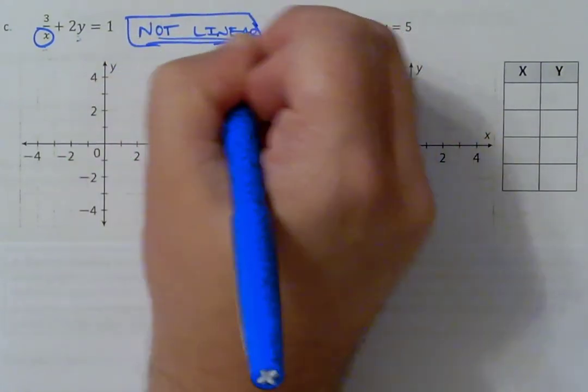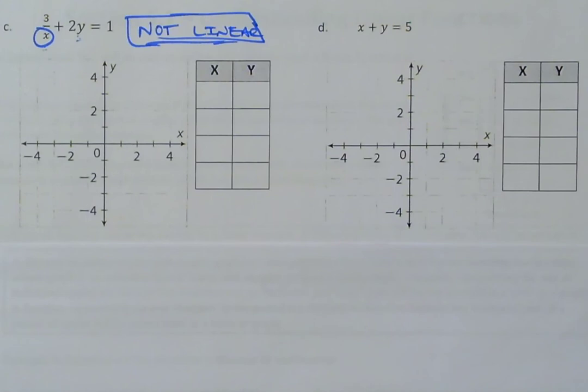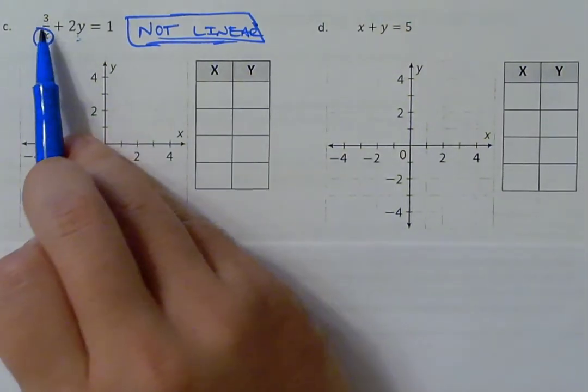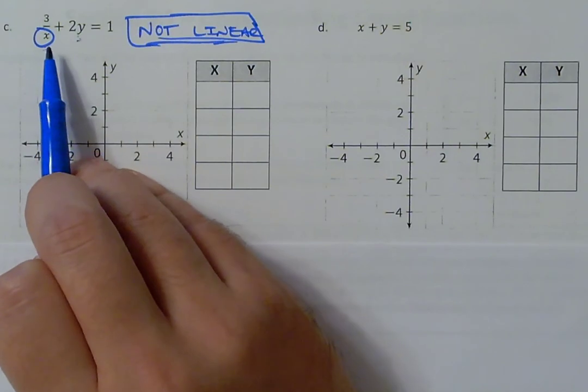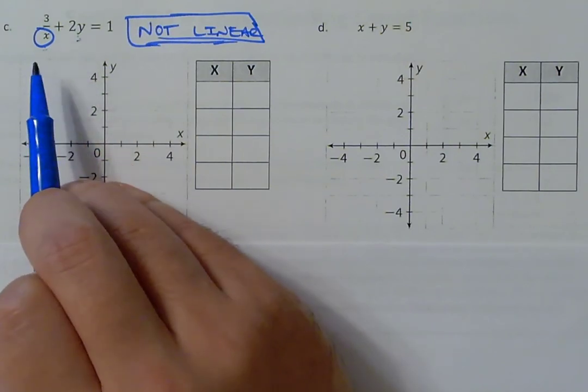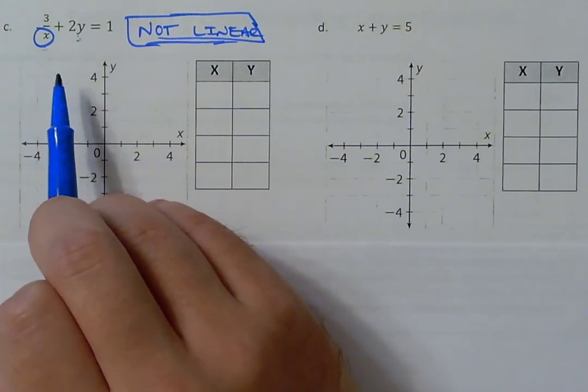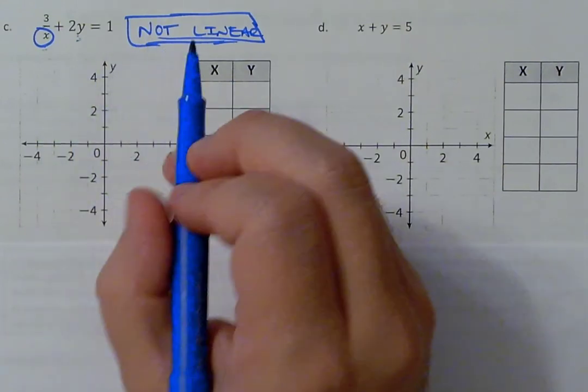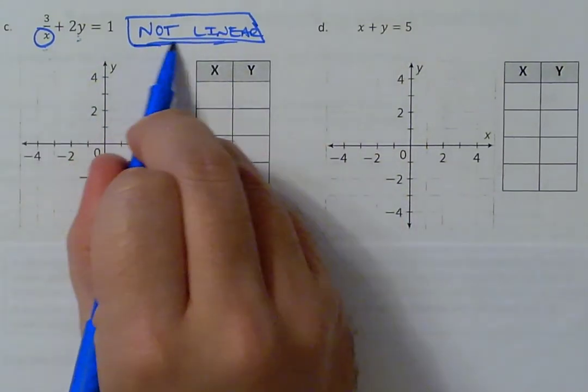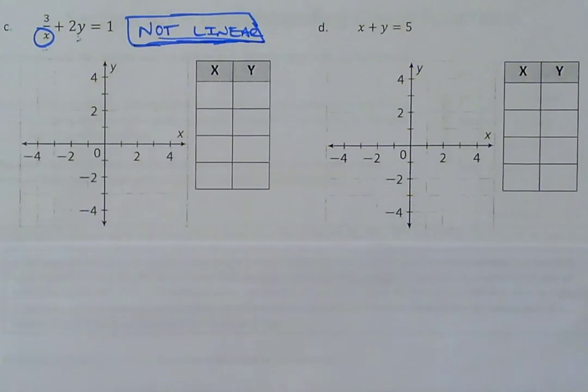Oh, my boxing just got weird. So that means C is not linear because x is on the bottom part of a fraction. Yes, I have y. Yes, x and y do not have an exponent, but because x is on the bottom part, that means that these are not linear.